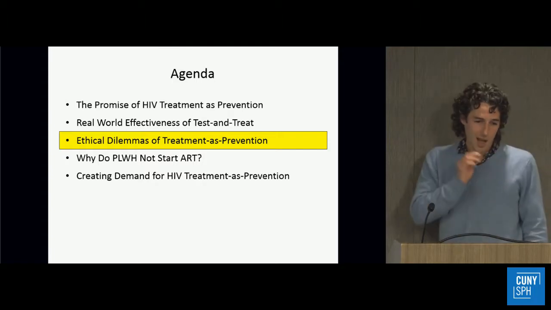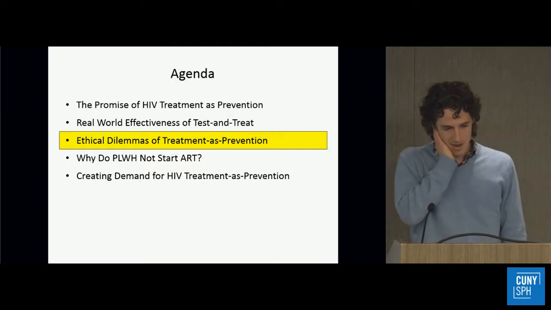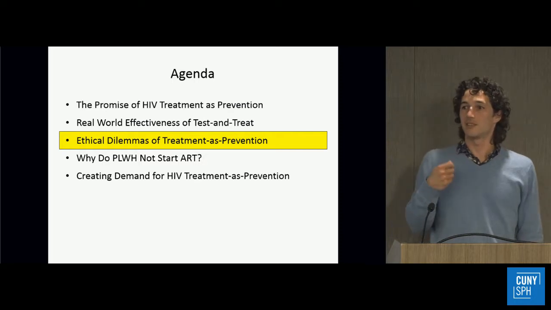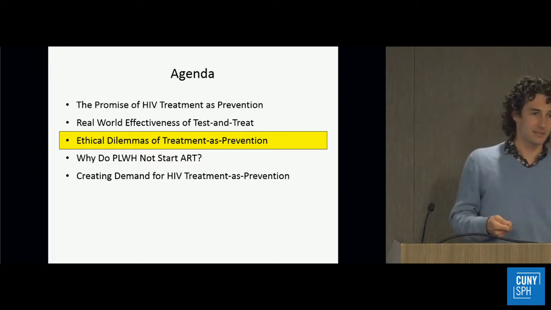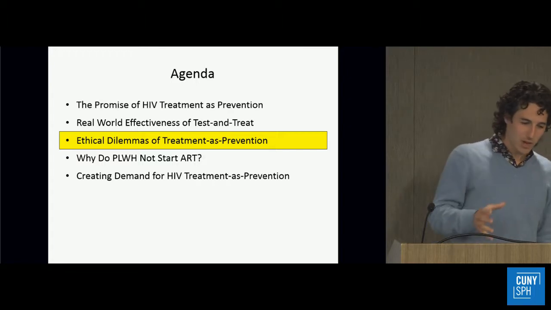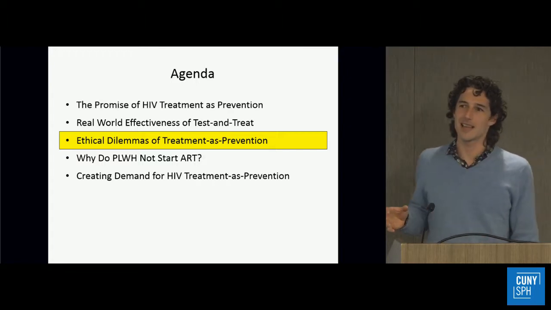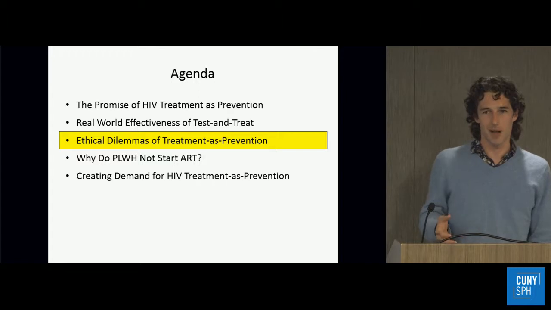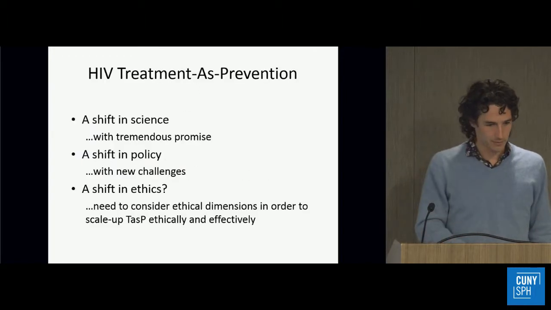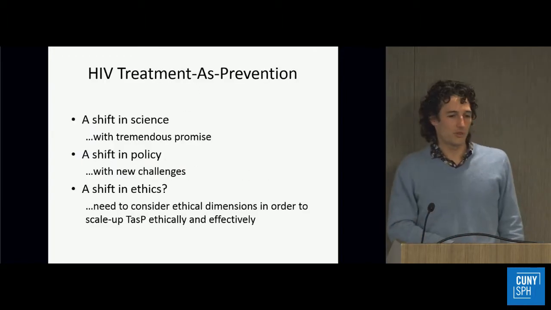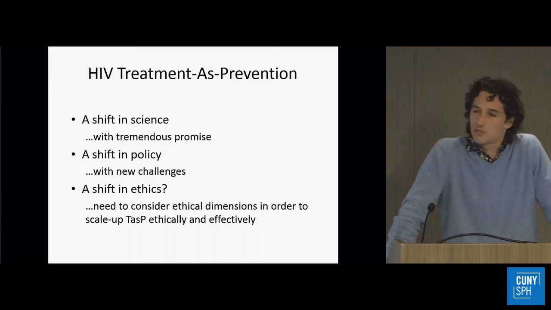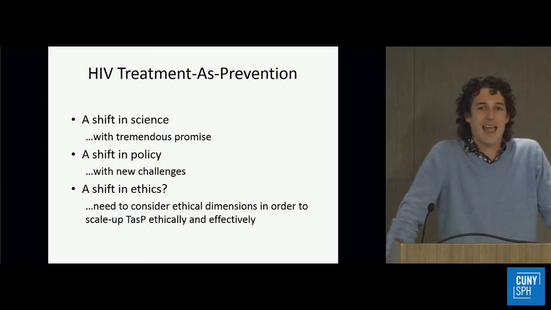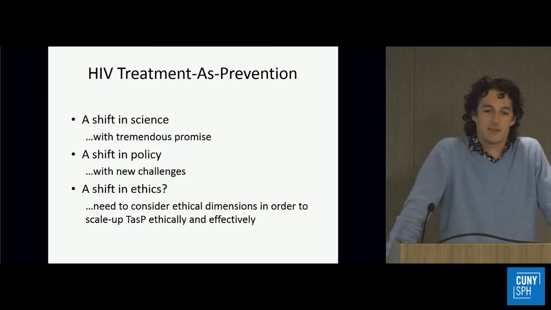All right, I want to shift gears a little bit and ask, if we want to address some of these issues, how do we do that? I'm going to frame this by talking about some ethical questions that come up, and I'll bring things back together. With treatment as prevention, we've seen this amazing shift in science. U equals U. It's true. Tremendous promise in models. This should end the epidemic if we can actually do this, right?